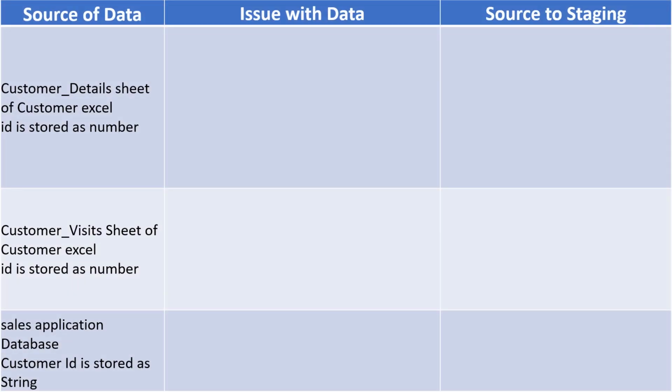Taking it forward, Manoj has identified the sources of data. The customer detail sheet of the customer Excel, with ID stored as number. Same was the case with the customer visits, stored in the customer visit sheet of the customer Excel, with the ID stored as number. And the third source was the sales application database, where customer ID is stored as string.